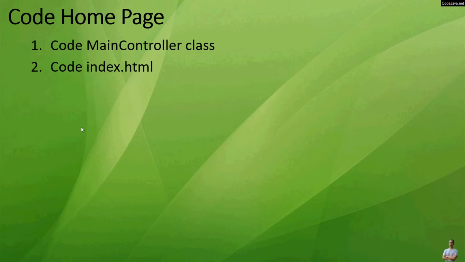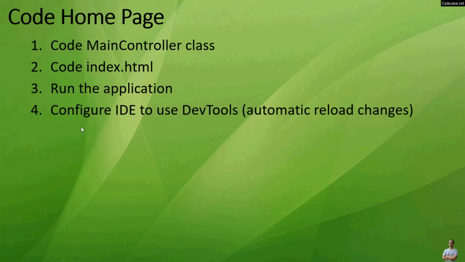And next we are going to code the home page for the application. So we need to code the main controller class, then code the index HTML file, and run the application for the first time. And I will show you how to configure IntelliJ IDEA in order to use DevTools for automatic reload of changes, and how to use Bootstrap.